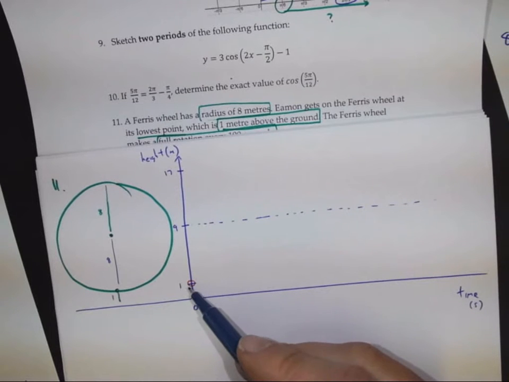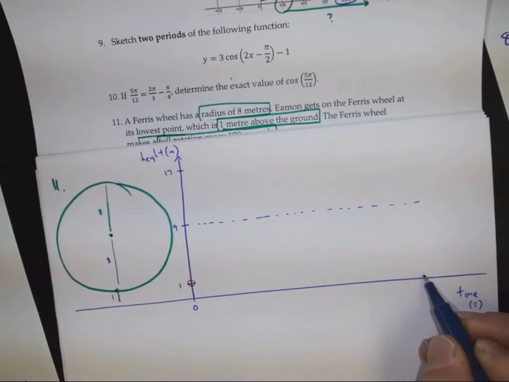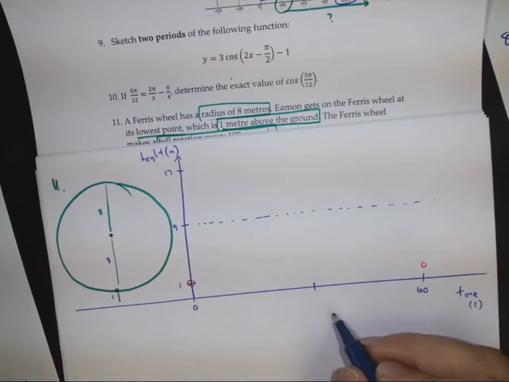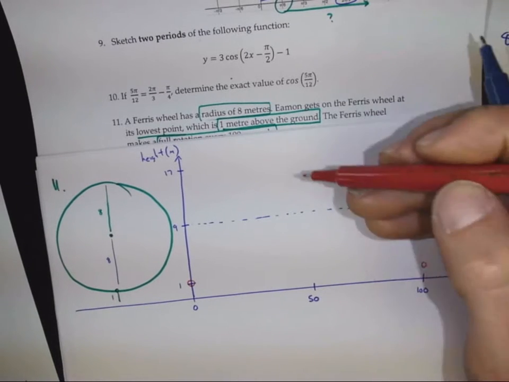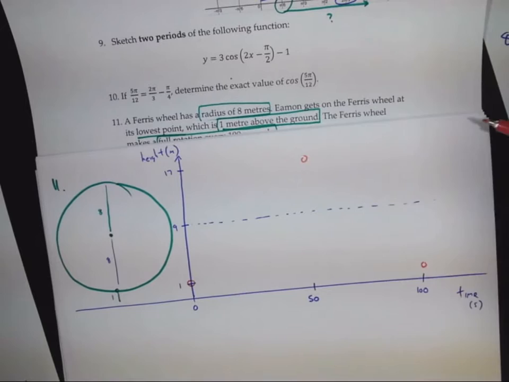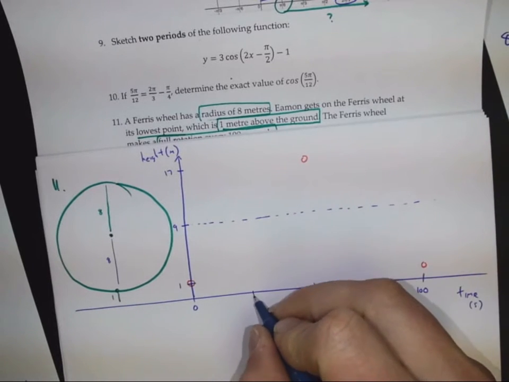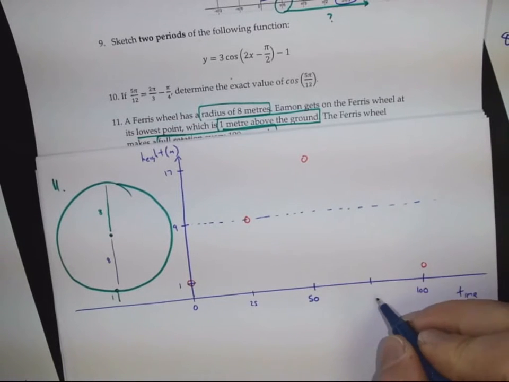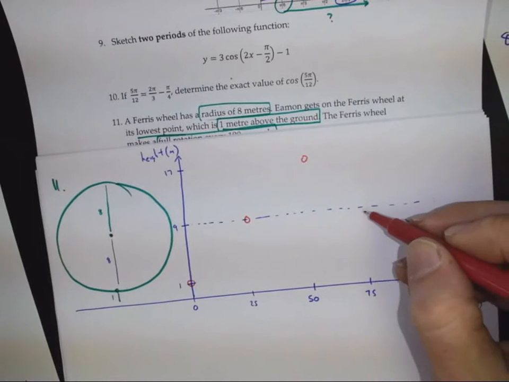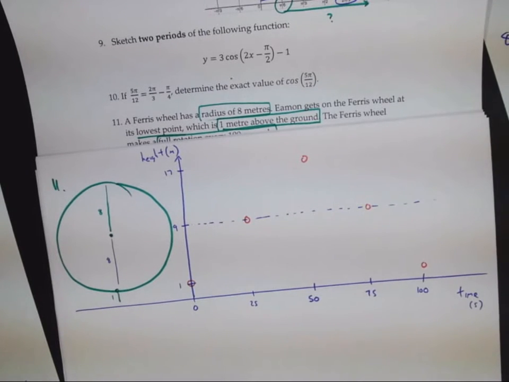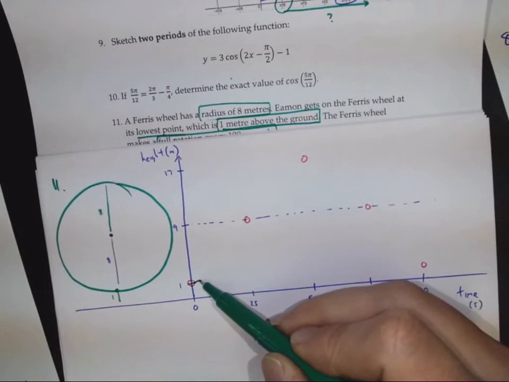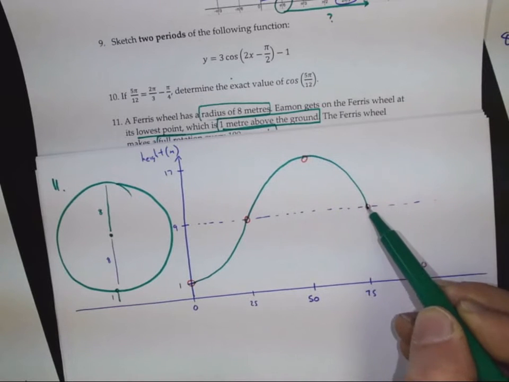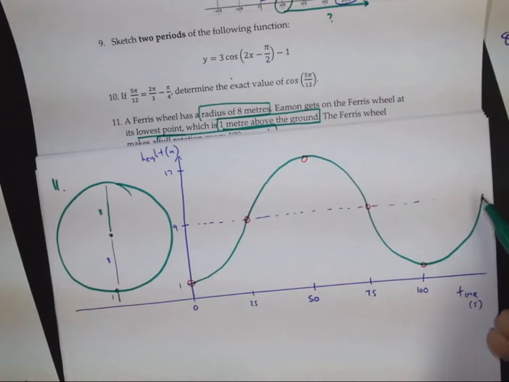And so we know he starts at 1 meter, and after 100 seconds, he's back at 1 meter. So he's got another point there. So we can split this up into halves. So we know that halfway, he's actually going to be at his maximum point, which is right here. Midway, at 25 seconds, he's going to be at the mid-height, and midway between 50 and 100, at 75, he's also going to be there. We can use our knowledge of sinusoidal functions to connect the dots like so. We know that it's going to be a curve like this.